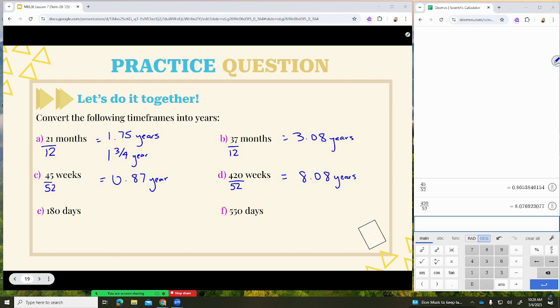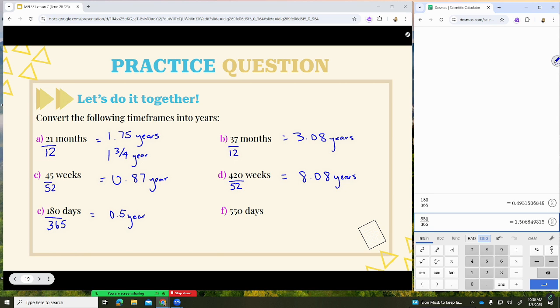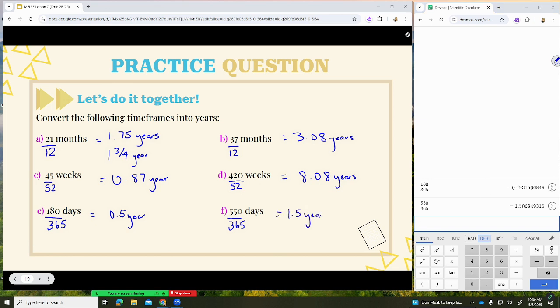What about days? If somebody invests for 180 days, how many days are in a year? 365. So we have to divide 180 by 365. And that gives us 0.49, or you could just round up to half a year. 180 days is half a year. What about 550 days? We have to divide 550 by 365, we get 1.5 years. 550 days is 1.5 years.